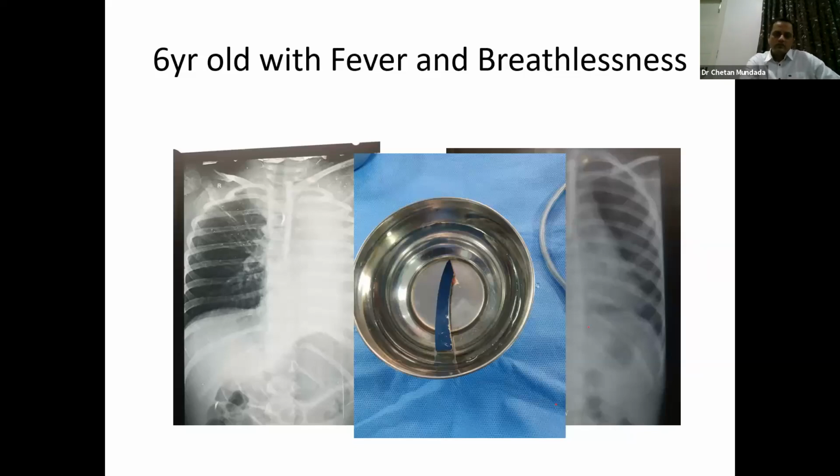So it's very important that whenever we come across an X-ray, whatever hurry you are in, make sure that you give it time, put it in a view box, and scan it in a methodical manner, so that you don't miss something like this.